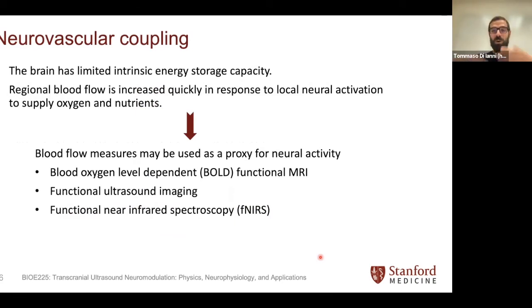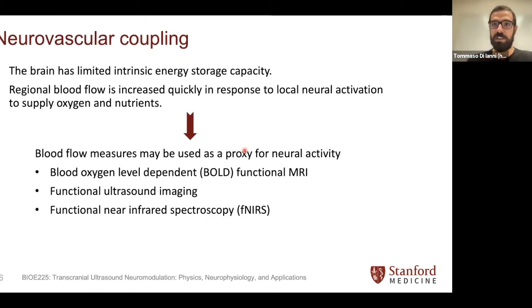So once we do all those plane waves and build the compound frames, we acquire a bunch of those, 200 to 400, and we build one single power Doppler image. We have nothing more than a screenshot of the brain vasculature at that time, and that's not very interesting because it's just a screenshot, right? So the way we can get functional information is through neurovascular coupling. The trick here is that the brain has no intrinsic energy storage capacity. So there's almost no way for the brain to store energy.